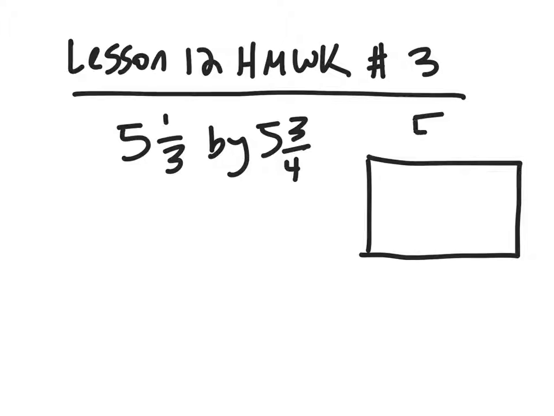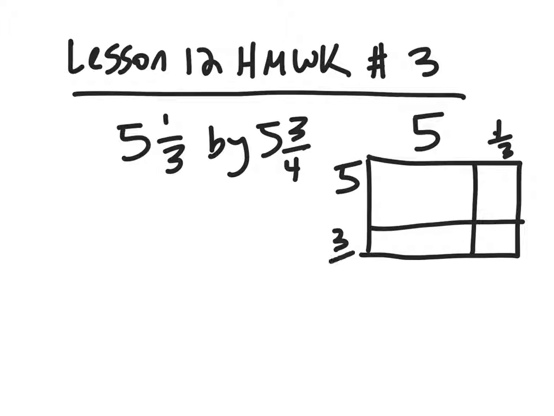If this is 5 1/3 and this is 5 3/4, we look at this kind of as a multiplication square. These are little rectangles inside. So 5 times 5 is 25. 5 times 1/3 is 5/3, or 1 2/3.